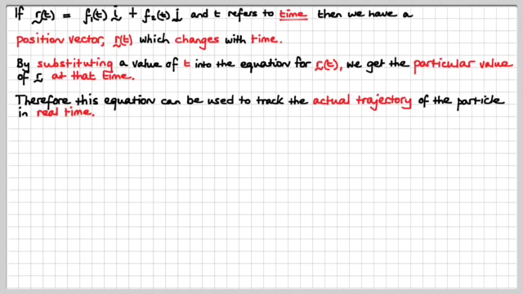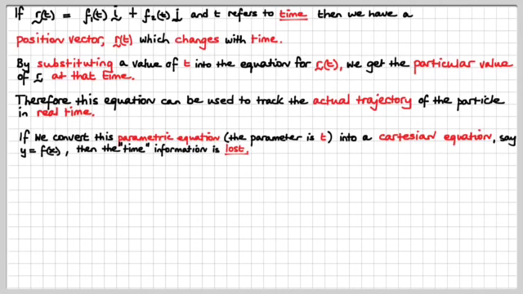Therefore, this equation can be used to track the actual trajectory of the particle in real time, because we have the x function in terms of time, and independently we have the y function in terms of time. Time is very much in the picture here, so therefore we can work out the x and the y position at any time, t being the parameter, and we can check the actual trajectory of the particle.